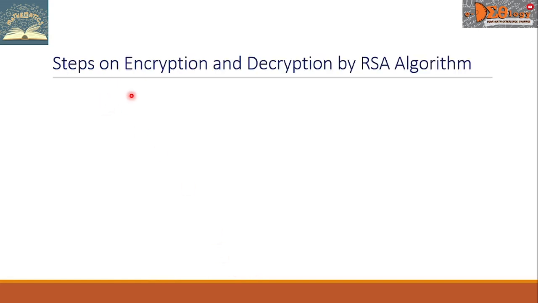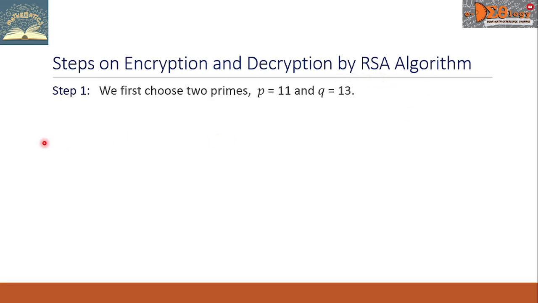Here are the steps on encryption and decryption by RSA algorithm. Step 1. We first choose two primes, P equals 11 and Q equals 13. Step 2. Let n equals the product P times Q. So we have 11 times 13, and that is 143.